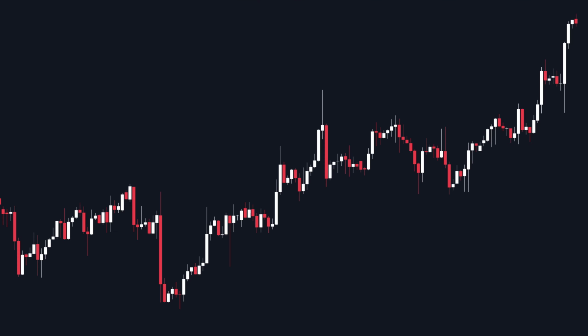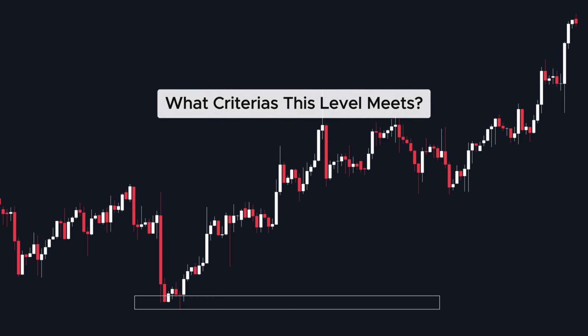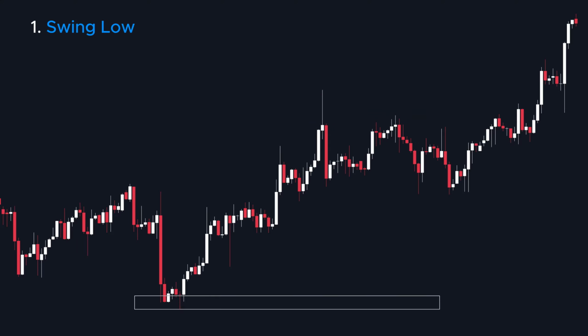Here we have another example. First we have this support level, so we highlight it. Now what criteria does this level meet? First, swing low, as you can see that this is the lowest point that price hit recently. Second, drastic movement, as you can see that price bounced back from this point drastically.